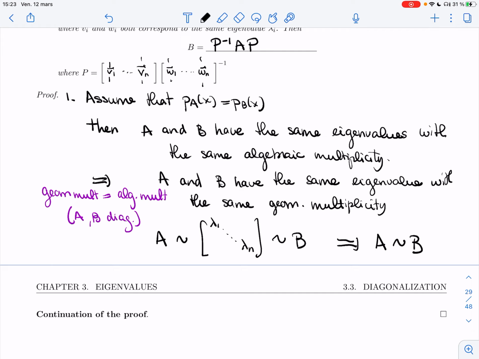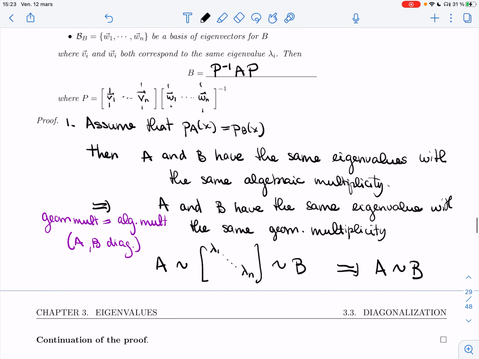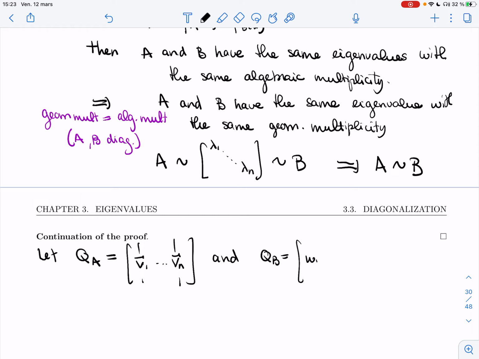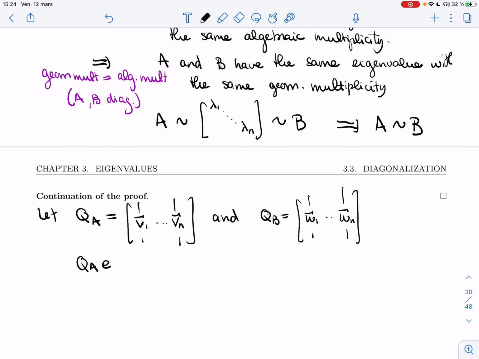Right, that's nice, but we actually would like a recipe for P, and so let's check that this recipe works. All right, so I'm going to give a name to these matrices here. So let's say QA, because it links back to the matrix A. And let's call the other one QB. One thing to notice is if I multiply QA by EJ, I'm going to get the jth column, so I'm going to get VJ, and QB of EJ, that's going to be WJ.